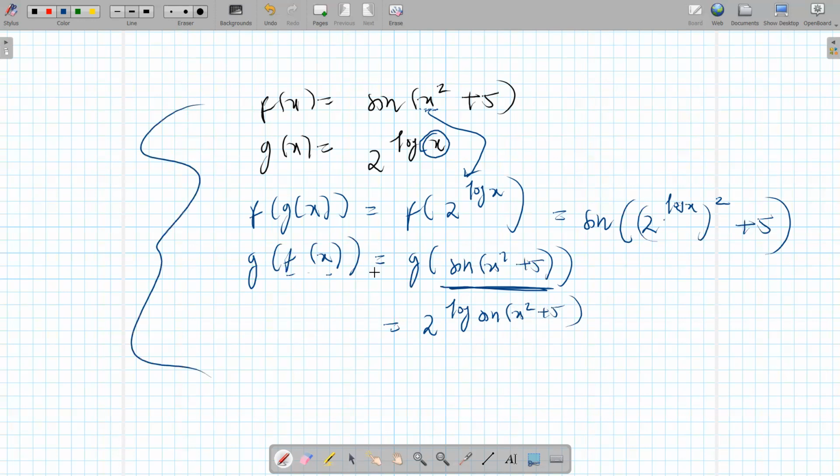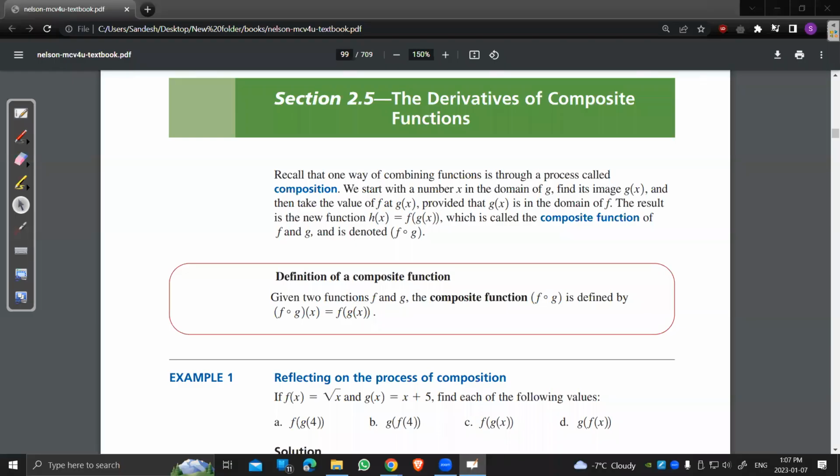That's how you do composite functions. So it's like a function within a function. And this is like a Russian doll, actually. You can have like three layers. Right now, we only have two layers, but you can have three, four, five, six.